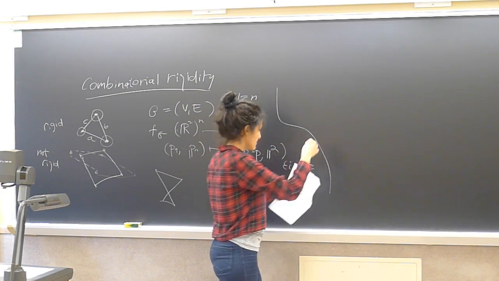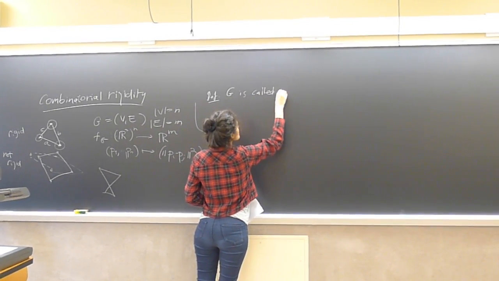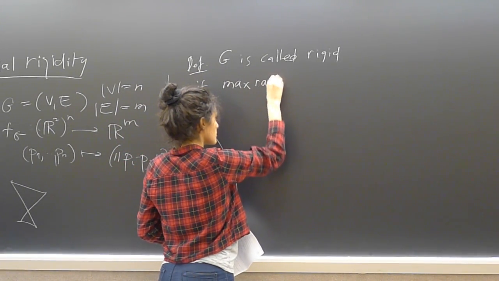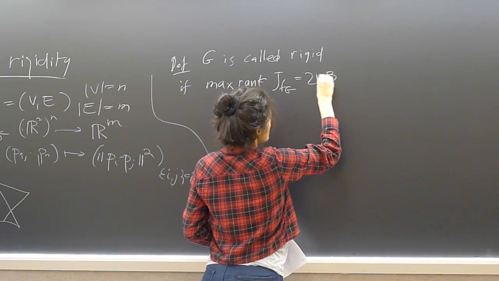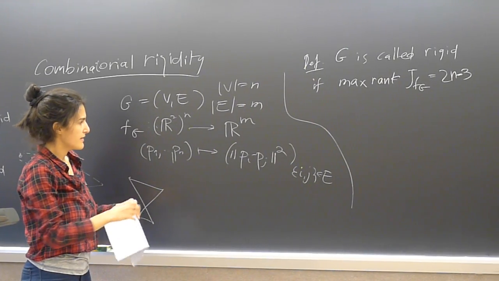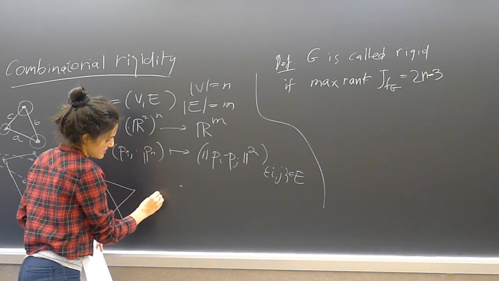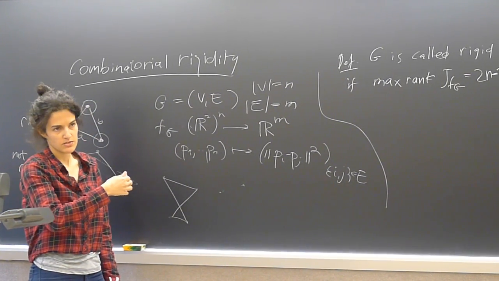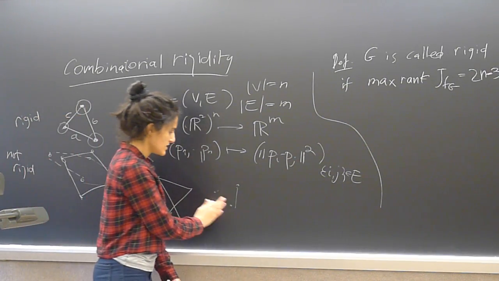So I say that G is rigid. Definition: G is rigid if the rank of the Jacobian of f_G, the maximal rank, is 2n minus 3. Why 2n? Because we have n points in the plane, so 2n coordinates. Why minus 3? Because we can always do these trivial rigid motions. But other than that, we want the rank to be maximal, so the only motions we are able to do are those rigid motions. Okay, so this is the definition.